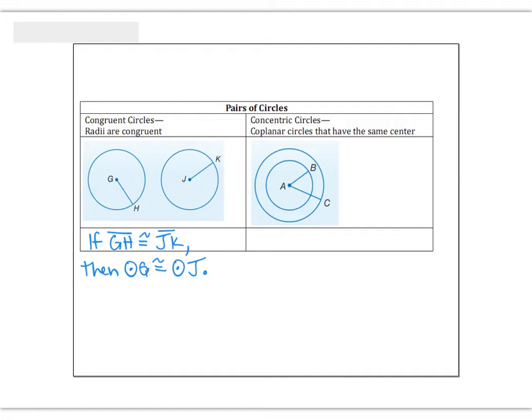I like that. That's a good geometry sentence right there. So if the radii are the same length, then the circles are congruent.